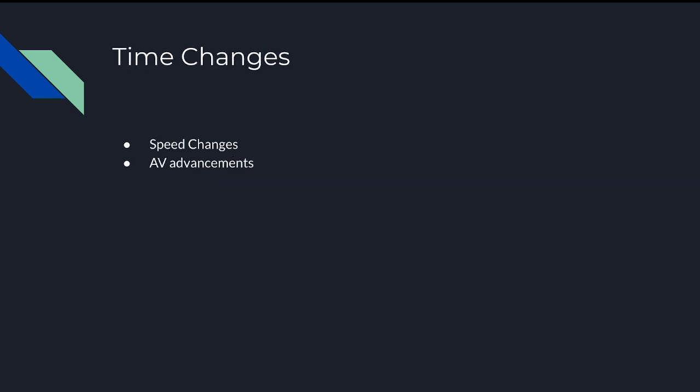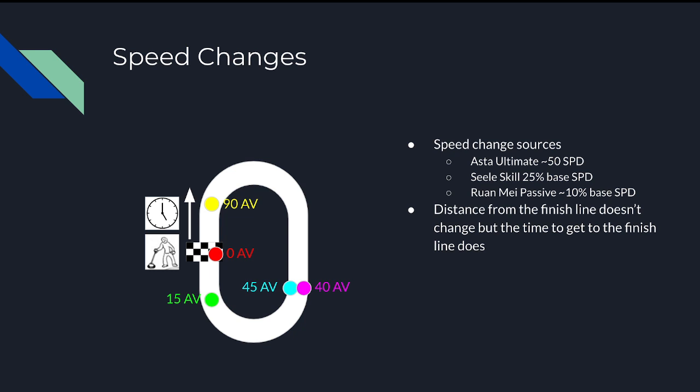So now we move on to the speed changes, the action value advances. These are all ways that you can move more often in it. So the first one is a speed change. If you look at the track, the units are all running around. It's the same example as before, but there are a couple speed change sources, like Asta's ultimate, Seele's skill gives some speed, and Rodmay's passive gives some base speed.